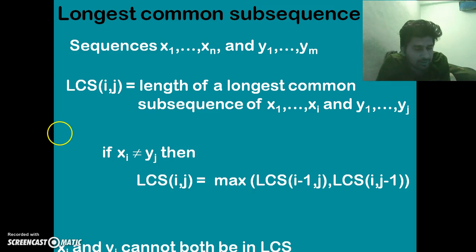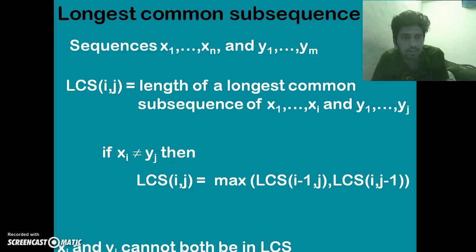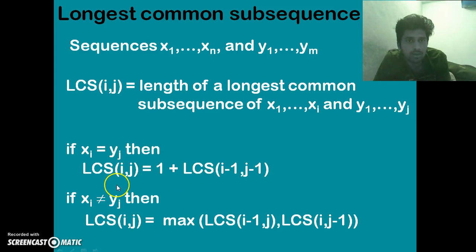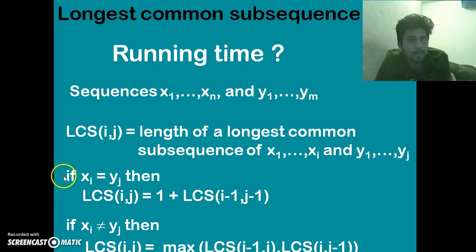And if the element xi does not match the element yj, then we take the maximum of these two values. First is LCS of i-1, j and second is LCS of i, j-1. The maximum value is taken as LCS of i, j if xi is not equal to yj. Here xi and yj cannot both be in the LCS. So we have discussed these two main points of LCS.